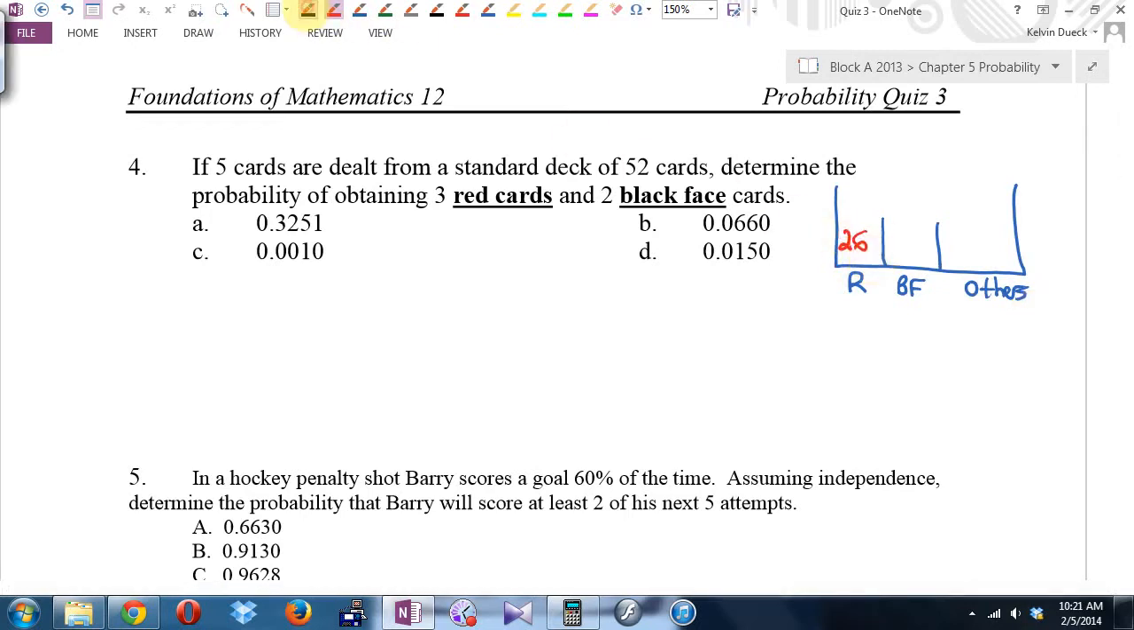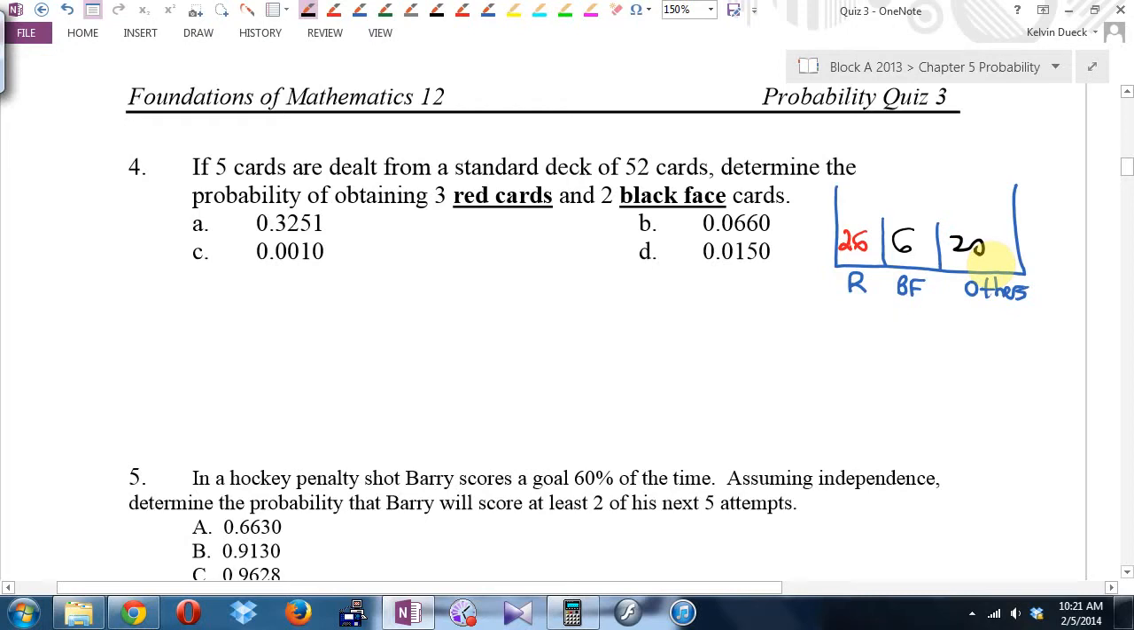How many, first of all, just how many face cards grand total are there in the deck? 12, because it's 3 per suit times 4, 12. How many of those are black? Half of them. So how many black face cards are there, Tiffany? 6, you say? How many cards are left over? Whatever 52 take away 26 take away 6 is. I think 20. Okay, I've got my bucket set up.